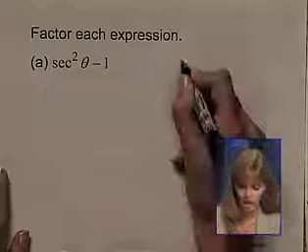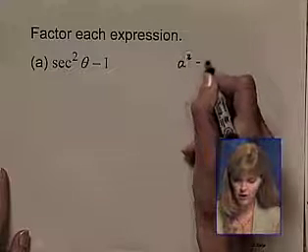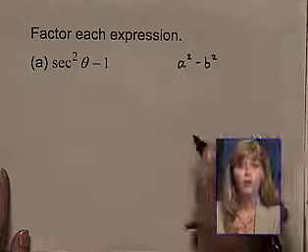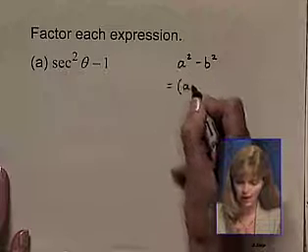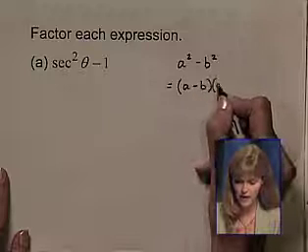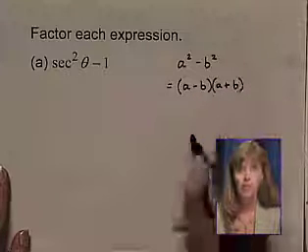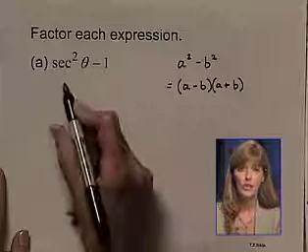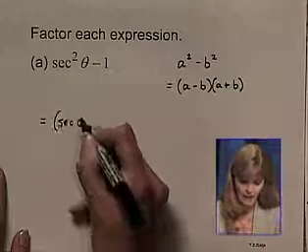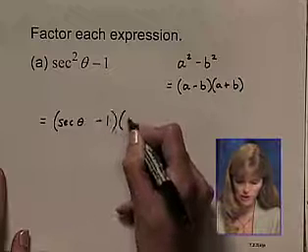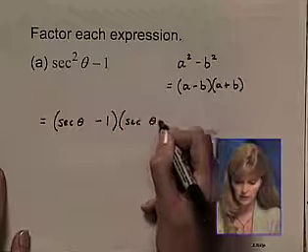If you recall this algebraic formula, we have the difference of two squares, a squared minus b squared. Recall that that can be factored as a minus b times a plus b. Using that idea, what we're going to see is that we can rewrite this as the secant of theta minus 1 times the secant of theta plus 1.